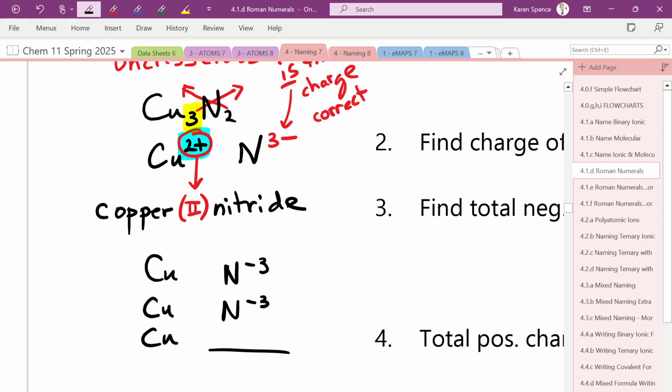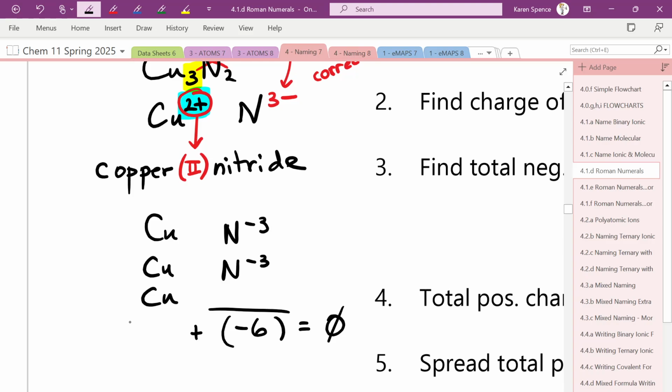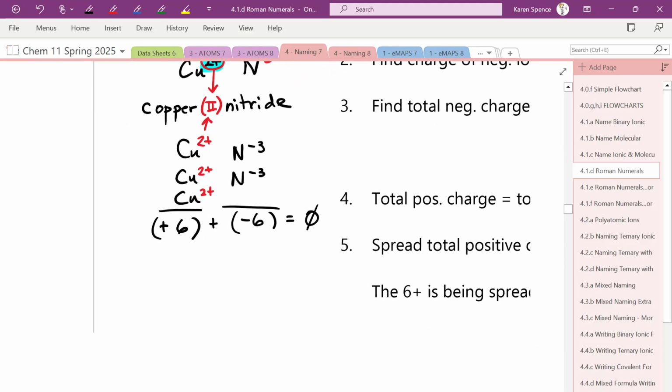I add up the entire negative charge. That's going to be -3, and -3 is -6. I need my total charge to equal 0. So my total positive charge also has to be 6, but in this case it is +6. What charge does each copper have to be for 3 coppers to equal 6? Each copper has to be 2+. Okay? Is that good? Okay. We're going to do one more.